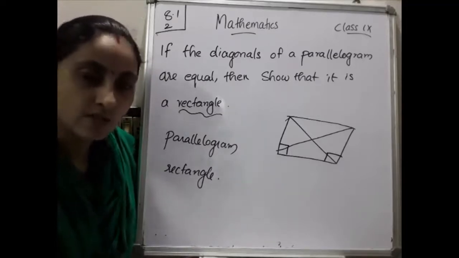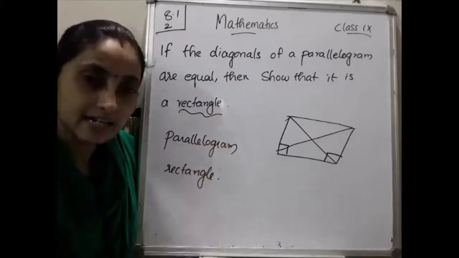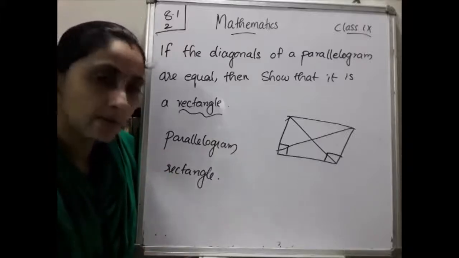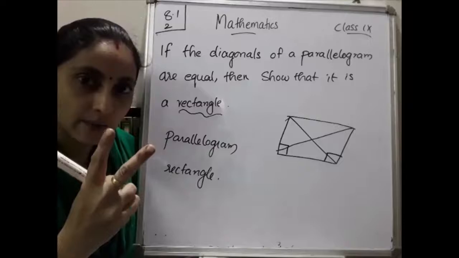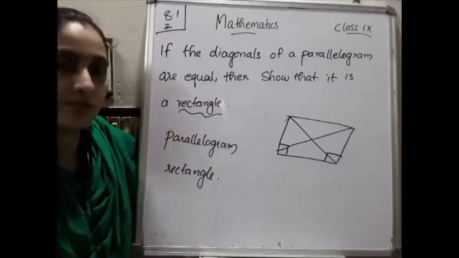So what we have to do is consider that it is a parallelogram, as given in the question. You want to prove one angle is 90 degrees or all angles are 90 degrees. Anyone you can do. And for that purpose we have to consider two triangles. Okay, from there we are moving to the next step. Shall we start? Yes, please write down the question first.